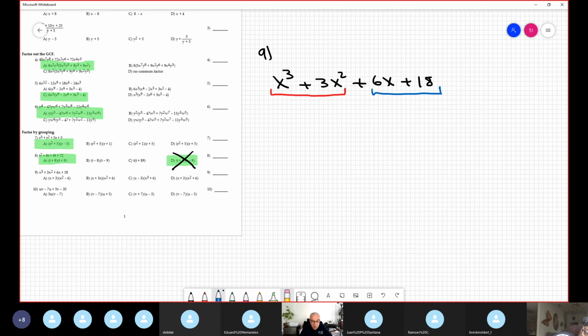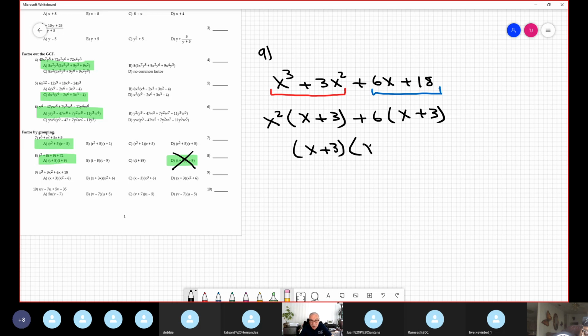What is the GCF in the red part? Well, the GCF in the red part is x squared, times x plus 3. What is the GCF in the blue part? We suppose 6. Factor out 6, which is the GCF, times x plus 3. Now, fantastic. x plus 3 is the same. You factor out x plus 3, and in the last parenthesis is x squared plus 6. And this is the option D, no?